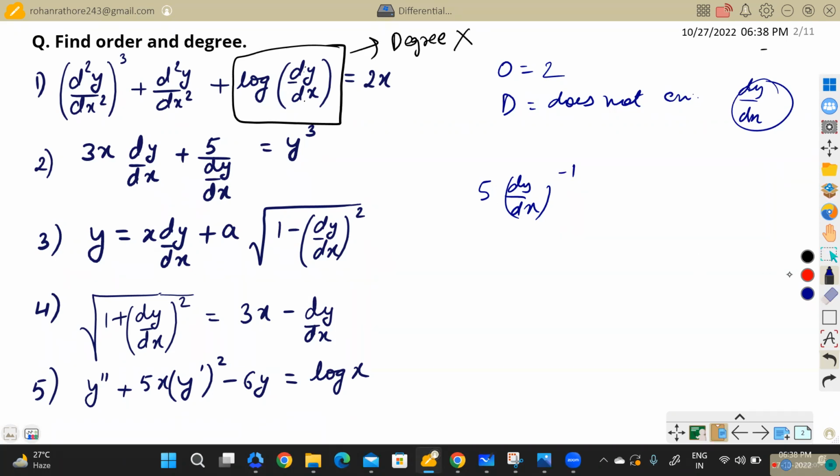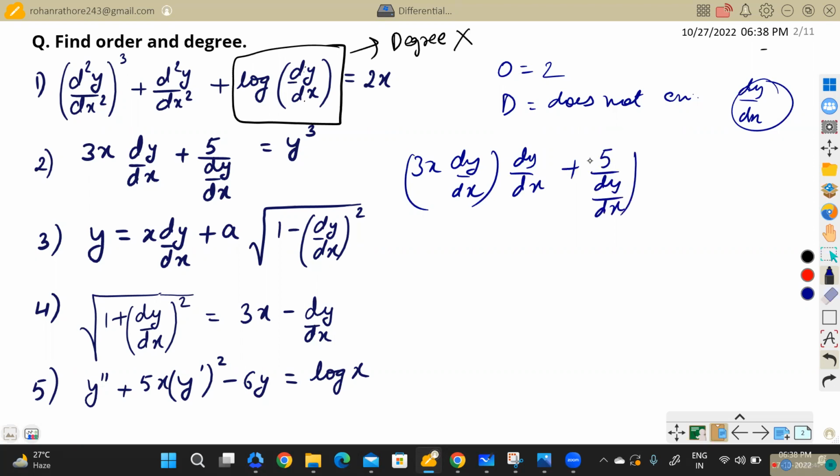So first of all, we're going to modify it a little bit. Let's multiply both sides of the equation by dy by dx, because we have a term 1 over dy by dx. If we multiply the equation completely by dy by dx, it will cancel out. So we write 3x dy by dx, multiplying this term by dy by dx. Next is 5 over dy by dx, multiplied by dy by dx. Next is y cube, and we multiply dy over dx here also.